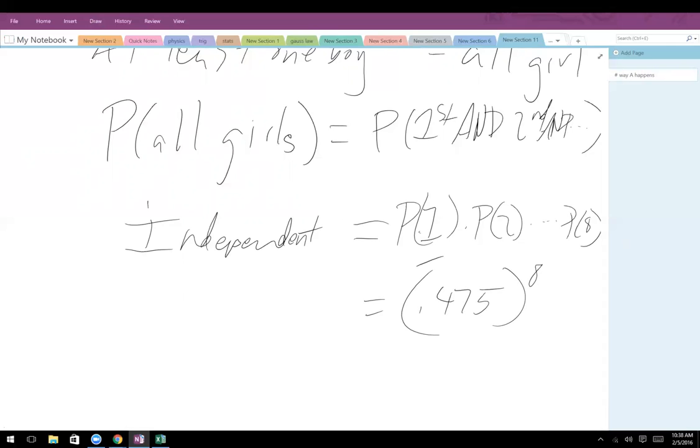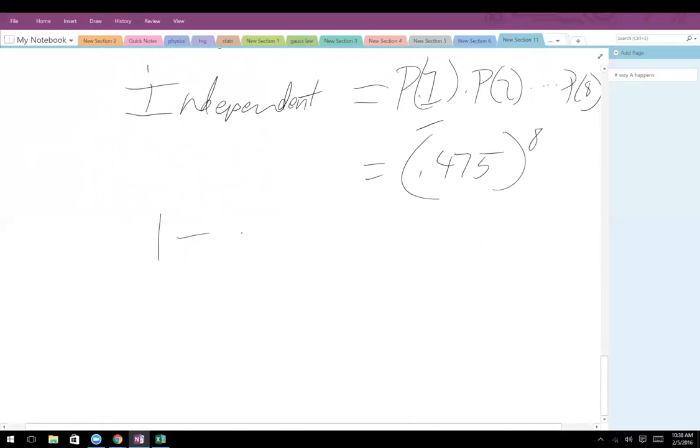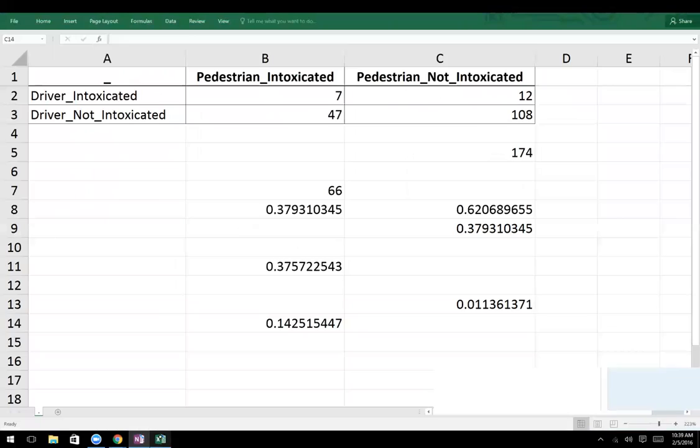And then if you want the probability of at least one boy, do 1 minus that. This is probability of one or more boys. Okay, so 1 minus 0.475 to the eighth. So we got a pretty good chance of having a boy in there somewhere.